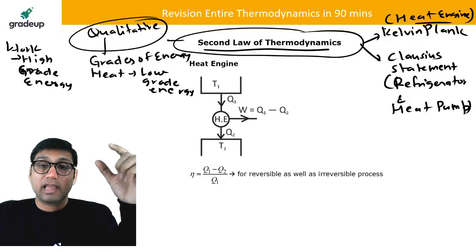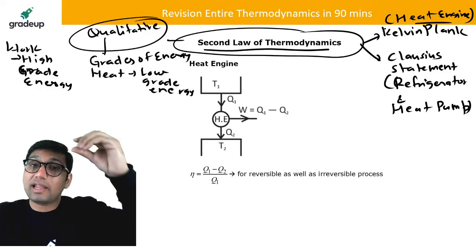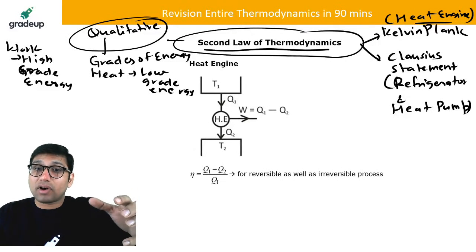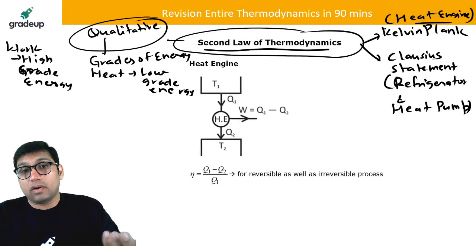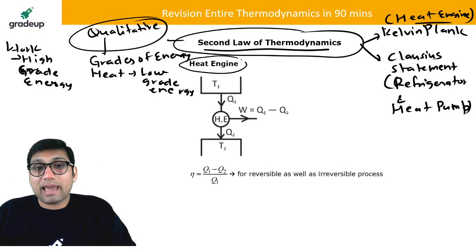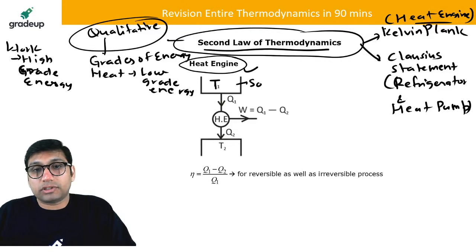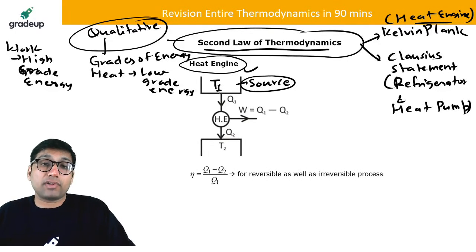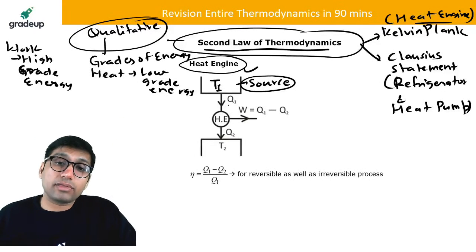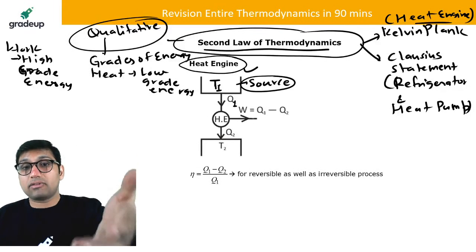Kelvin-Planck says that if a device is working in a cycle, it is impossible for it to exchange heat with only a single reservoir and develop some work without rejecting any energy as heat. This Kelvin-Planck statement gave the concept of the heat engine. In that we have a source at some temperature. It is a high temperature reservoir which supplies some heat to a device, and by that this device will be doing some work.